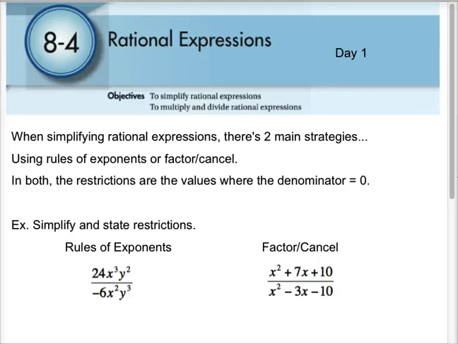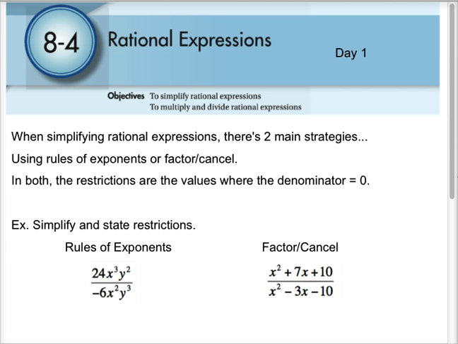Today we're going to talk about rational expressions as a whole. Up to this point we've been talking about how to graph them. Now we're going to move on from the graphing idea. We're going to talk about how to apply properties and operations to them. So today we're focusing on two things: how can we simplify these and how can we multiply them together.